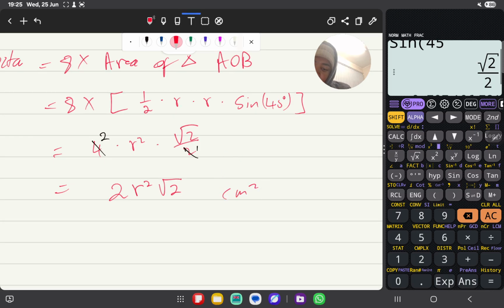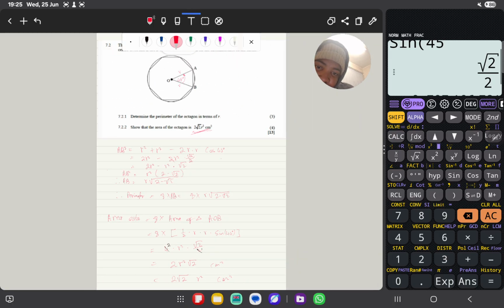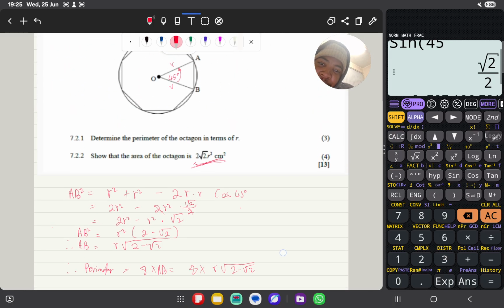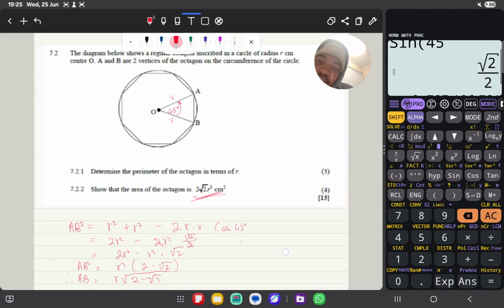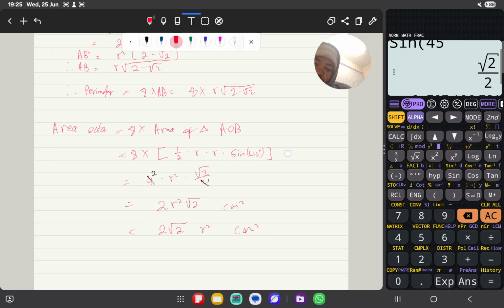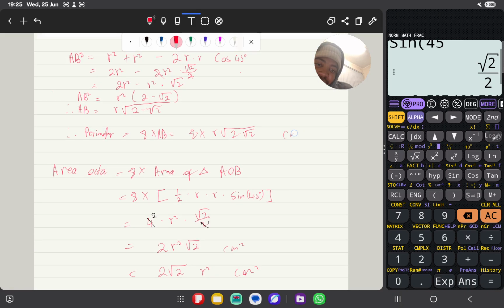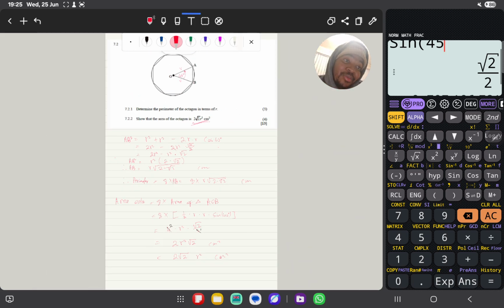centimeter squared. We can actually even write it like this, to say this is square root of 2 r squared centimeter squared. And then just like that, my friend, you have it. Since they said centimeter squared, we could also say centimeters here, just for the sake of perfection.